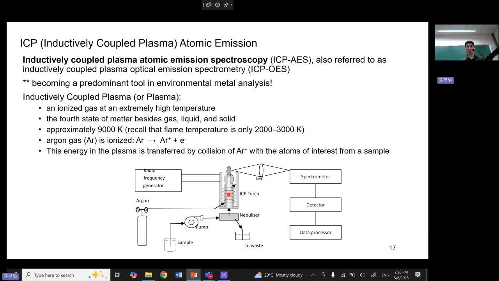Okay, so basically you can see here, the energy in the plasma is transferred by collision of the positive argon ions with the atoms of interest from the sample. So this collision transfers energy and gets the target atoms excited.